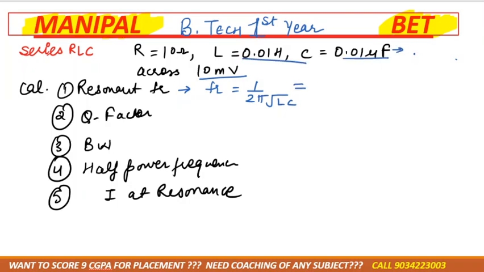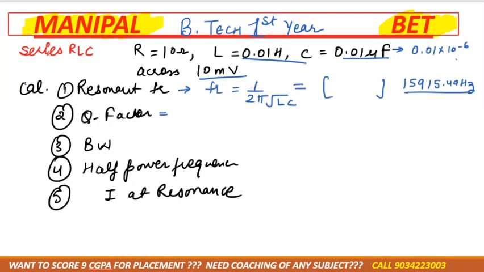C we need to convert it into the standard unit, that is 0.01 into 10 raised to power minus 6, right? So if we'll solve it, then we'll get the value of 15915.49. Got it? Next is quality factor.